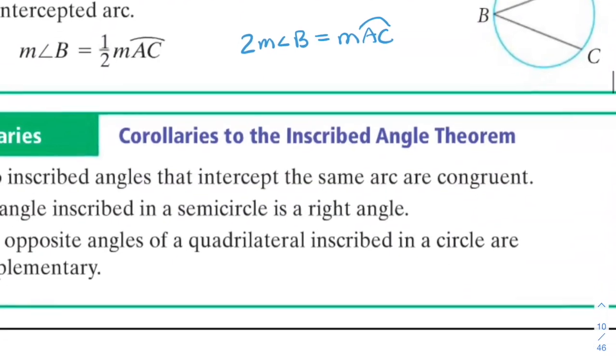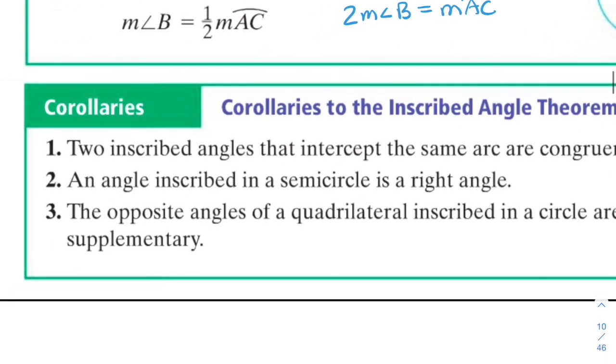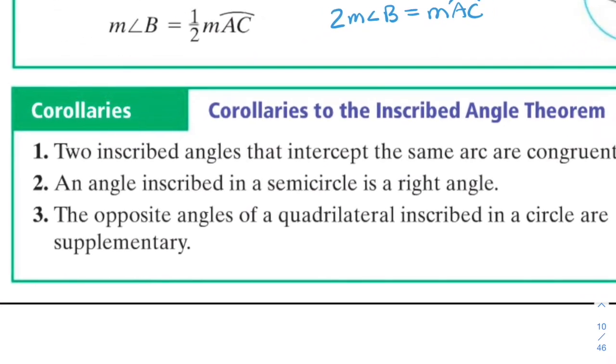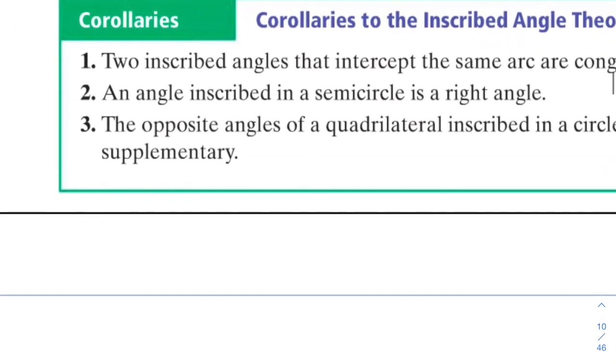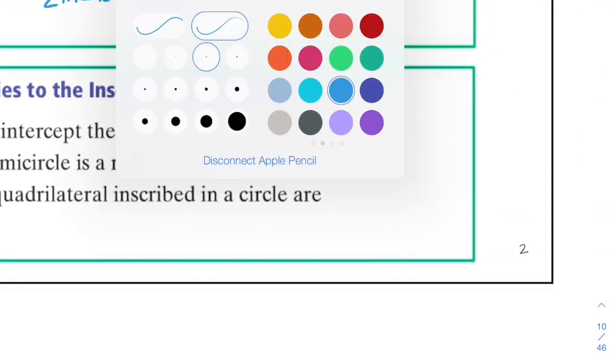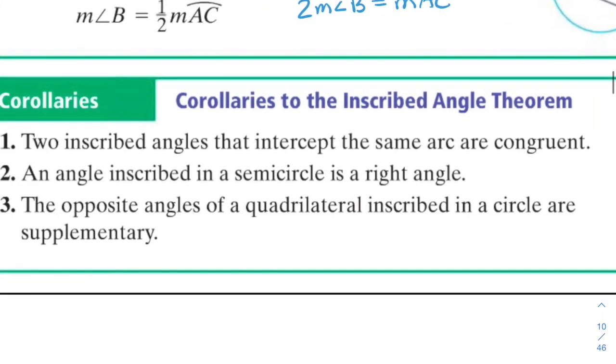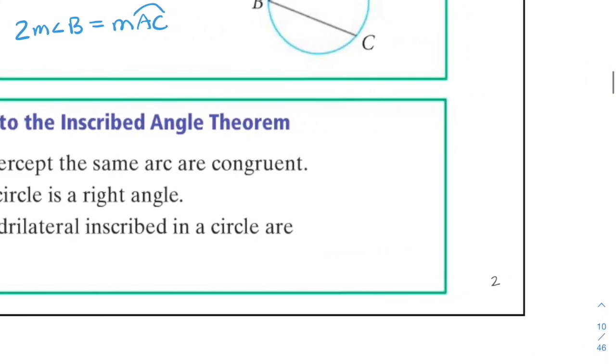All right. Now, here's a corollary to that. So 2 inscribed angles that intercept the same arc are congruent. What does that look like? Well, I'm going to draw it off to the side. It says 2 inscribed angles that intercept the same arc are congruent.